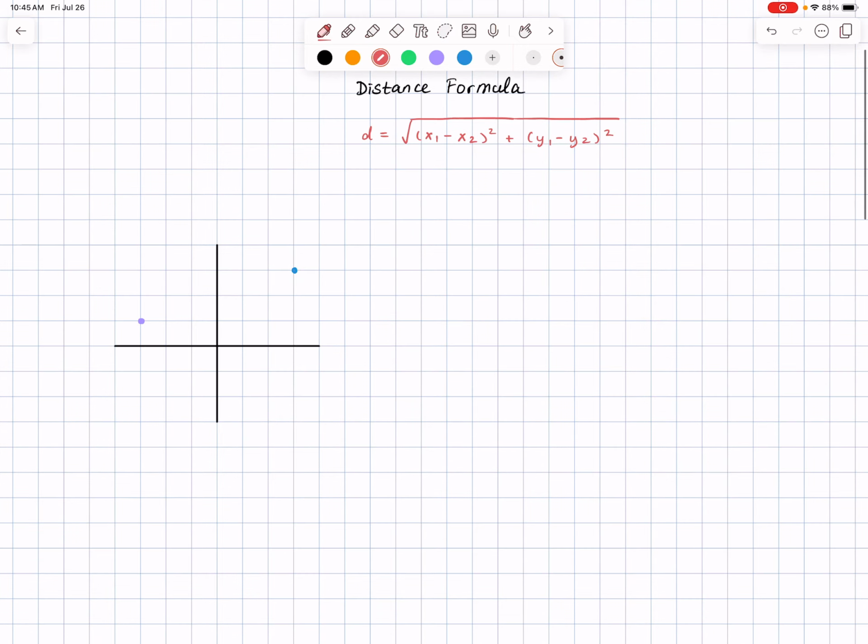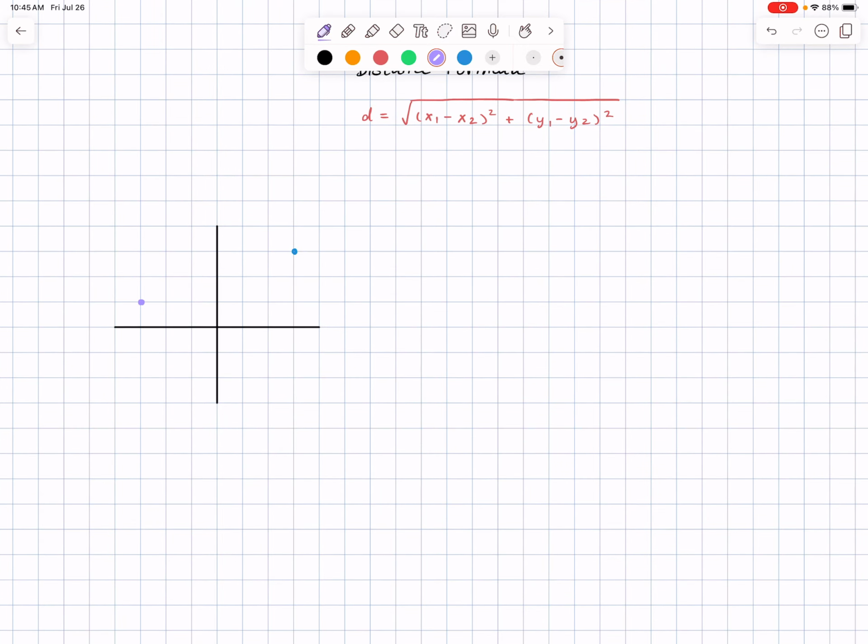Okay, so now we have these 2 points. Let's start by identifying where these points are in the coordinate plane. This is -3, comma, 1. And this is 3, comma, 3. Okay, so 1, 2, 3, 1, 2, 3, yep. And now all I have to do is just plug it into my formula.